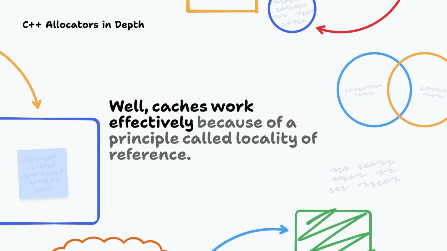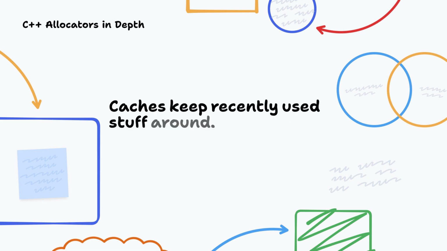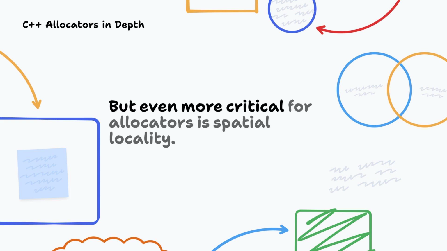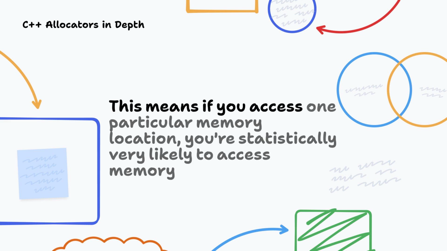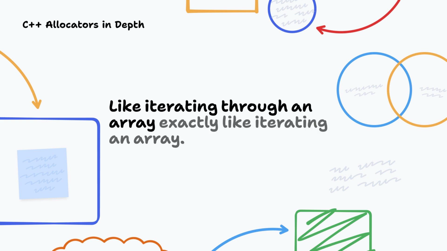Well, caches work effectively because of a principle called locality of reference. There are two types. Temporal locality means if you just use some data, you'll probably use it again soon. Caches keep recently used stuff around. Makes sense. But even more critical for allocators is spatial locality. This means if you access one particular memory location, you're statistically very likely to access memory locations right next to it soon after. Like iterating through an array. Exactly, like iterating an array.